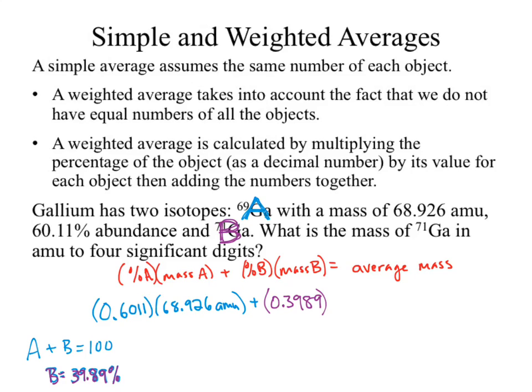0.3989 for B. Next hiccup. Do we know the mass of B? No. That's actually what we're solving for. Okay, so we shouldn't know that. That's okay. But now we've got equals the average mass. We're told the average mass.